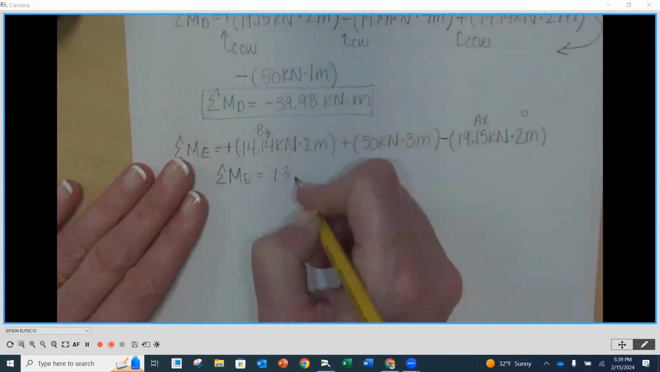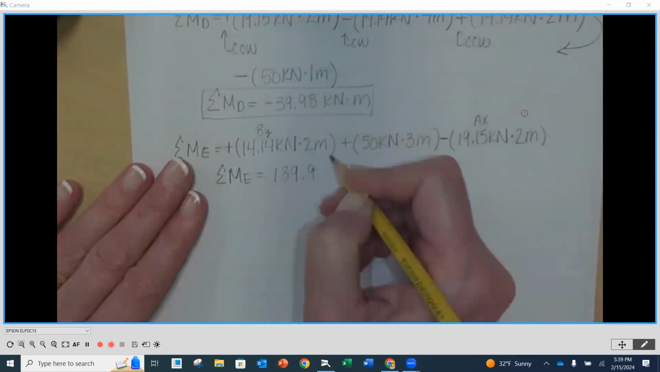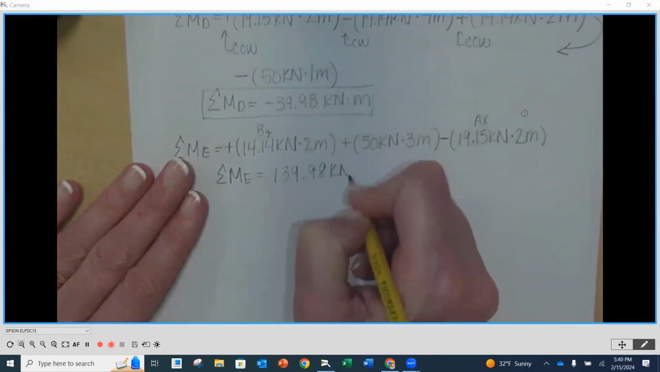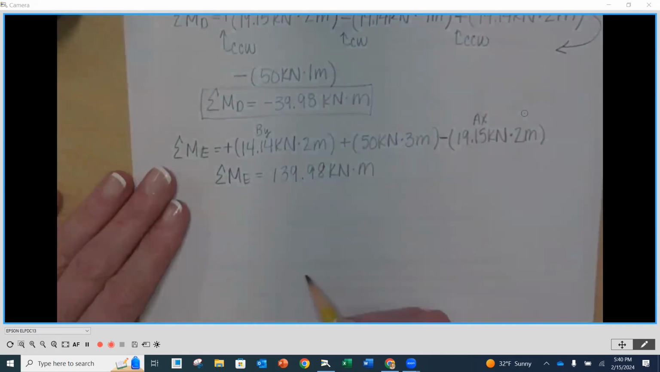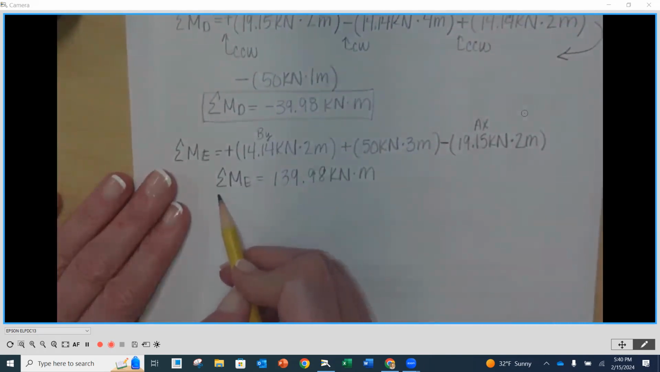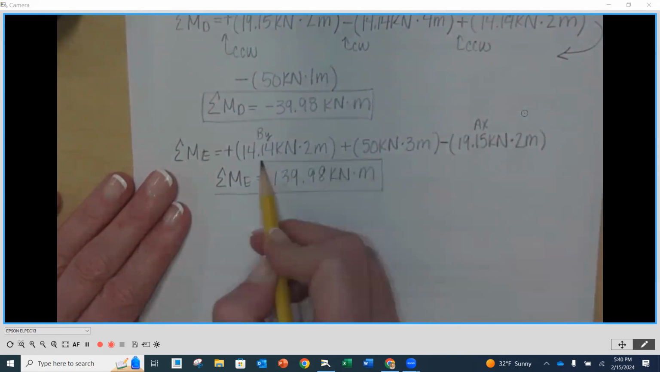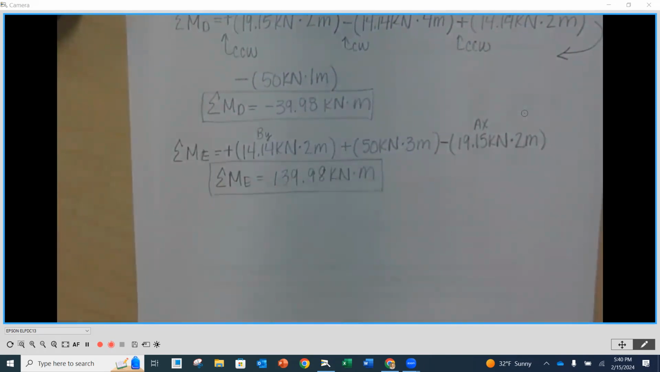There you go. I got that same thing. It took me a little while. 139.98 kilonewton meters. Thank you, Jack. I appreciate it. Confirmation from anybody? Great. Now, something I didn't mention, you'll notice that the top one says negative 39.98, and this one that we just did is a positive 139.98. What do you think the difference is between these two?